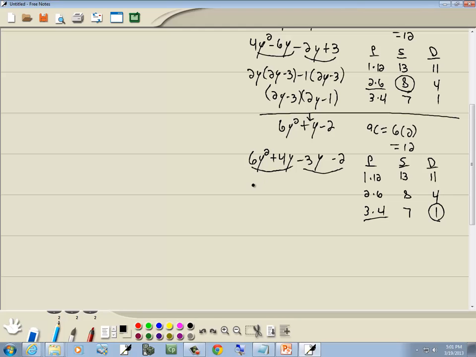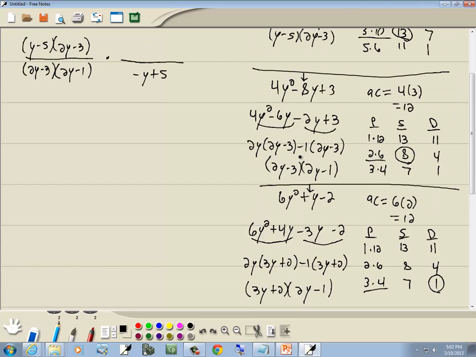Factor by grouping. The first group has a 2y in common, and that gives us 3y plus 2. The second group doesn't have anything in common, but my first term is negative, so I factor out a negative 1, and that gives us 3y plus 2. Well, now they both have a 3y plus 2, so I factor that out, and that leaves us 2y minus 1. So I got 3y plus 2 and 2y minus 1.